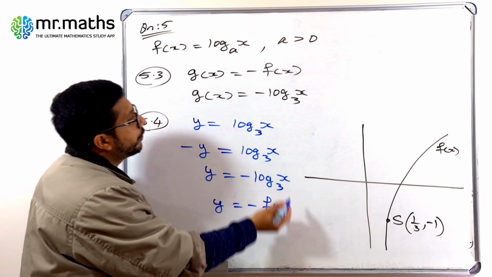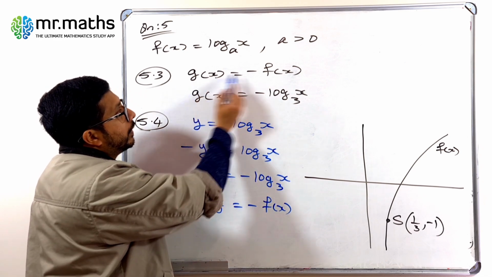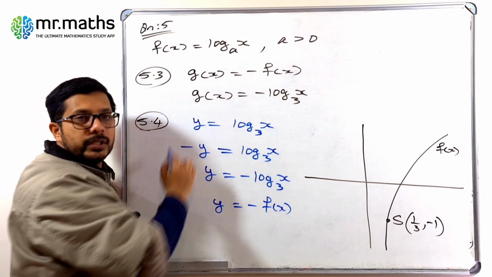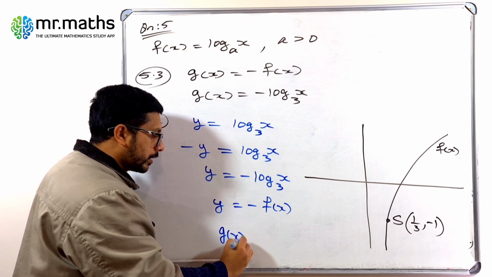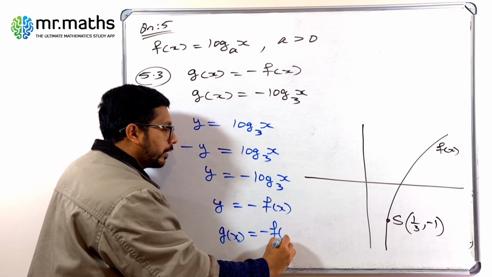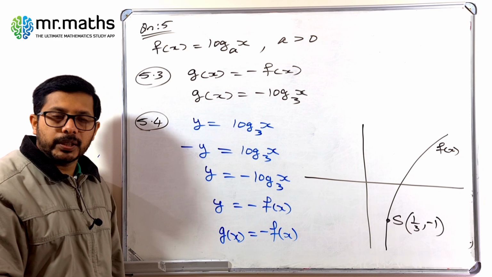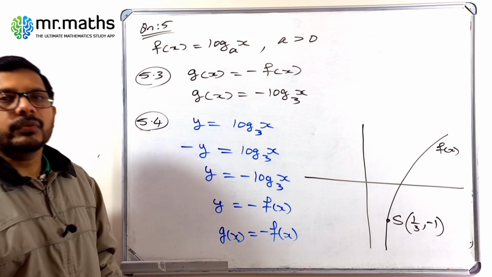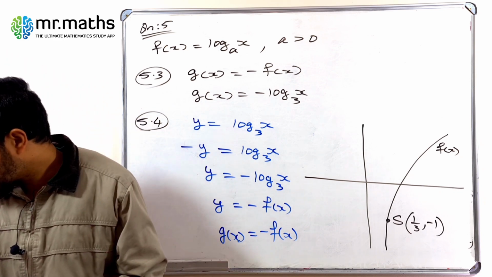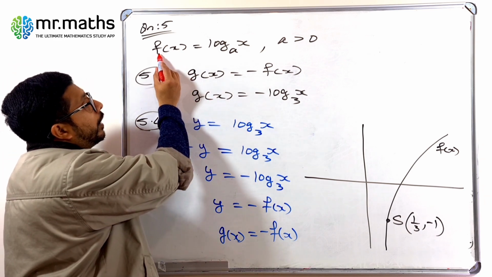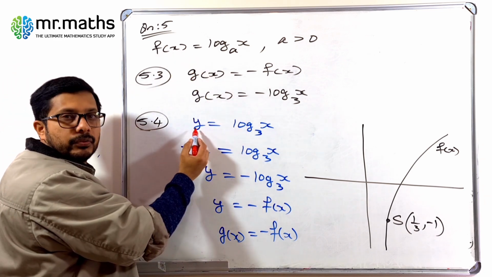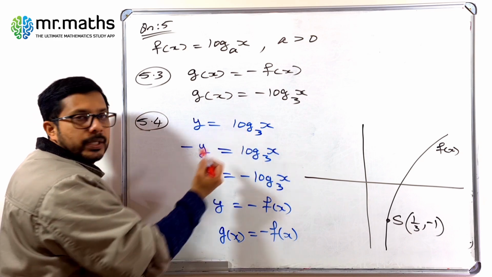This minus f of x, they call it g of x. That means this y is g of x, which is equal to minus f of x. Okay, actually what happened here, you have to understand that one. I wrote y as f of x. y is equal to log x to the base 3.